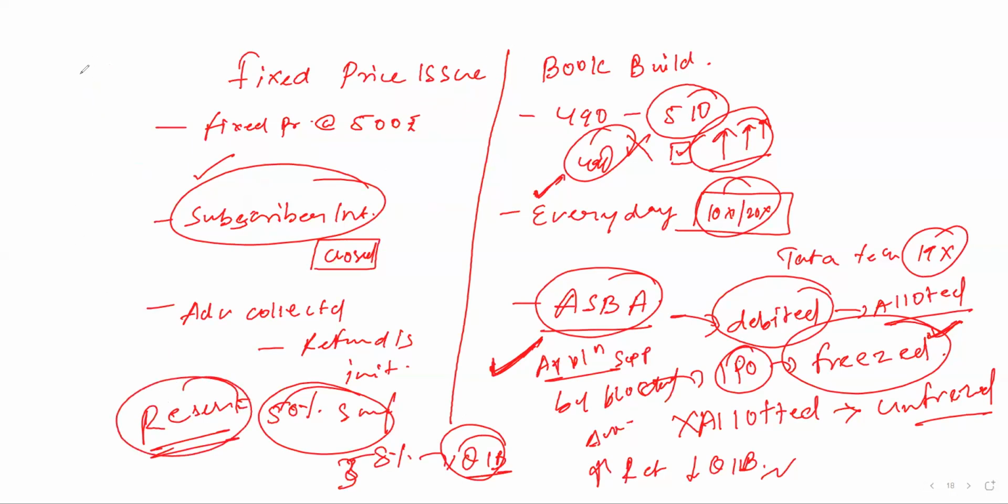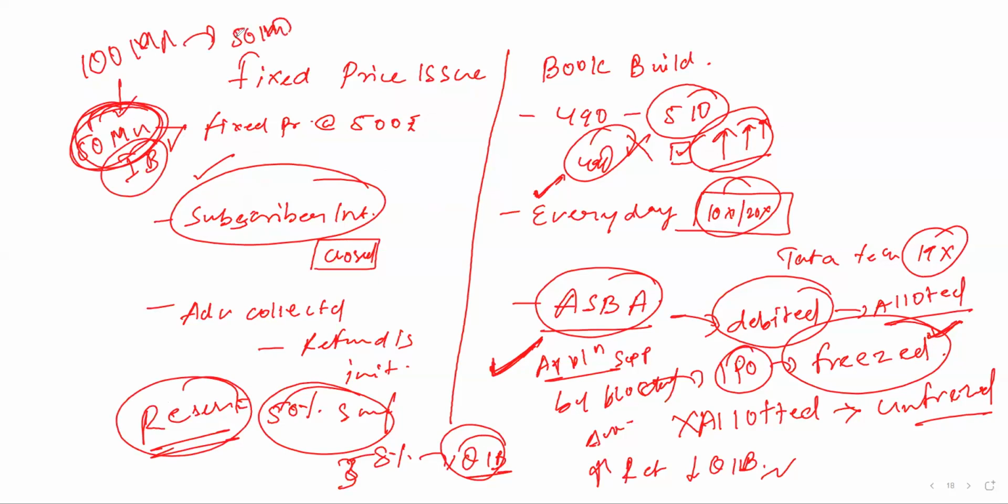Reservation means, let's suppose 100 million is the issue size, out of which 50 million is reserved for institutional buyers. So mutual fund houses, insurance funds, pension funds will get the allotment for this 50 million, and the retail investors will get the allotment for the next 50 million. This is what reservation is. Reservation means 50 million has been reserved for these investors.